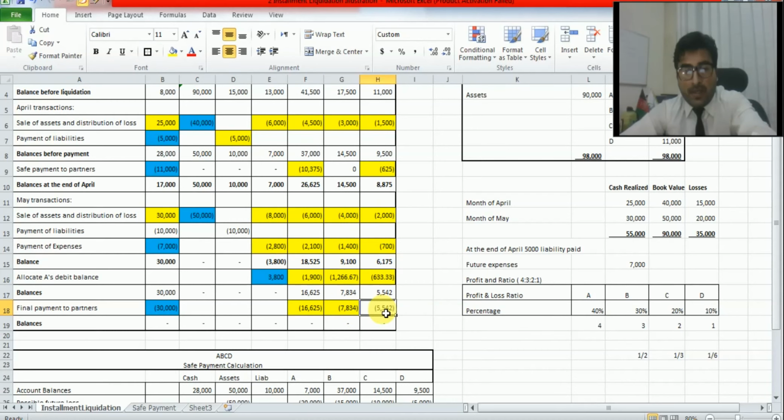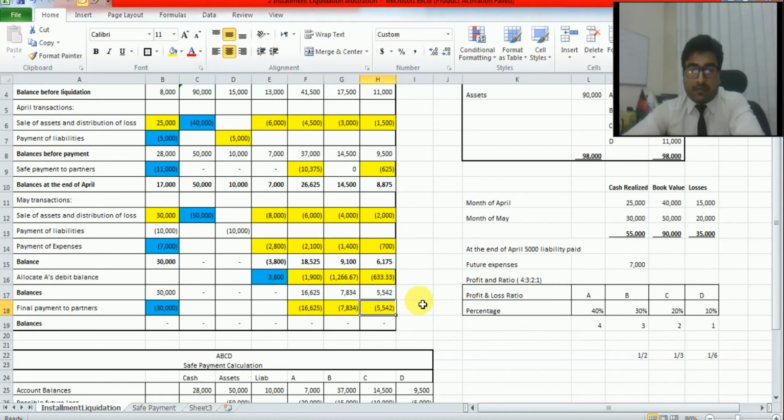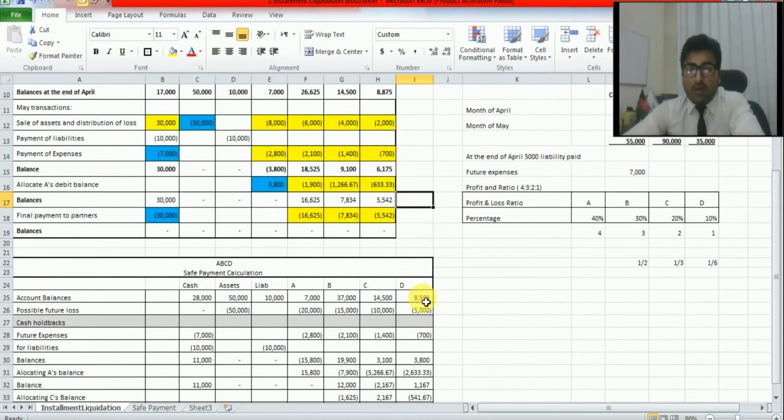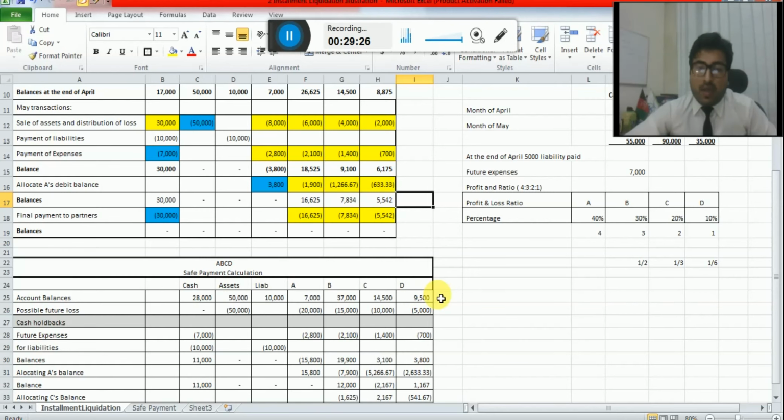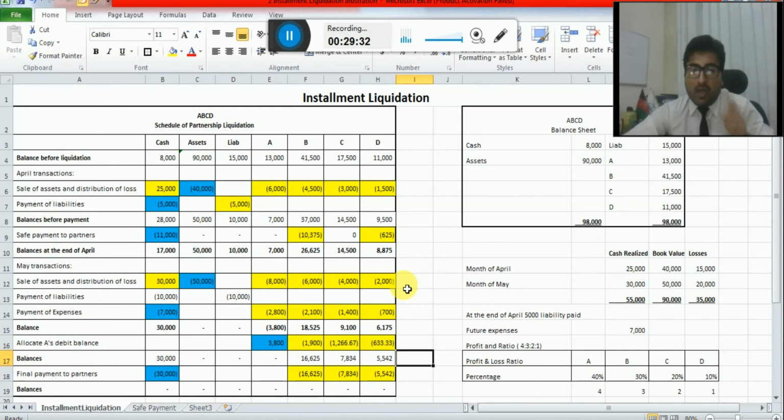Debit and debit. Dear students, I hope you have learned what installment liquidation is. So what is your homework? I will ask you in the next class: when you watch this video, at the end you have to pass the journal entries. It's very simple, like we have done in the first lecture. Just record all these values in the journal entries.